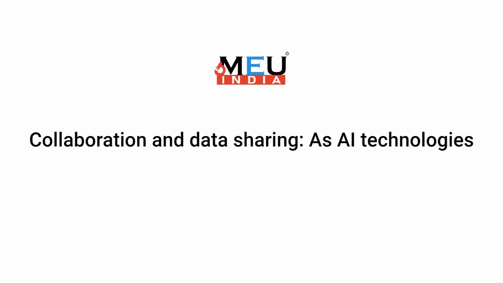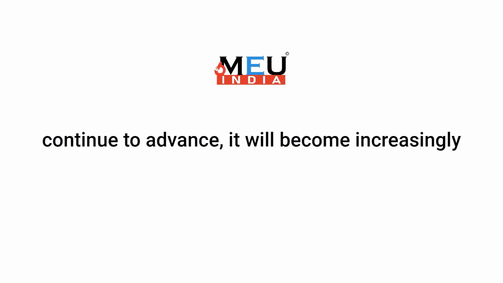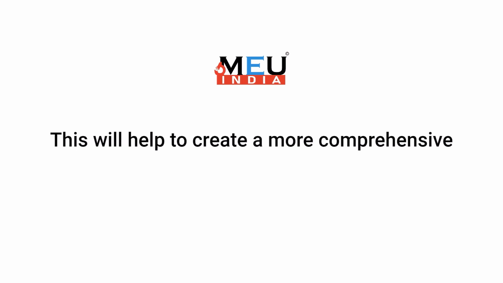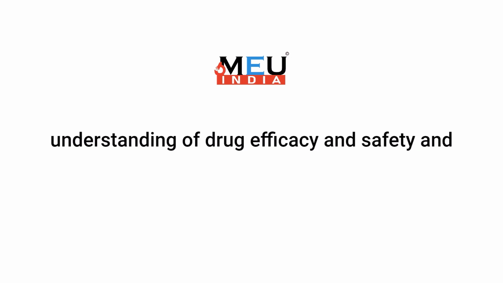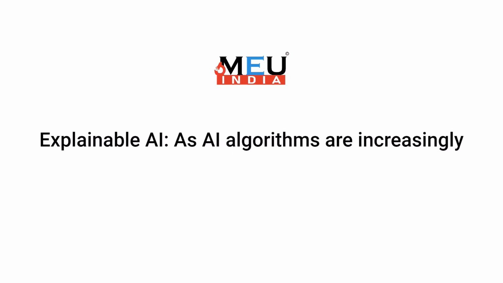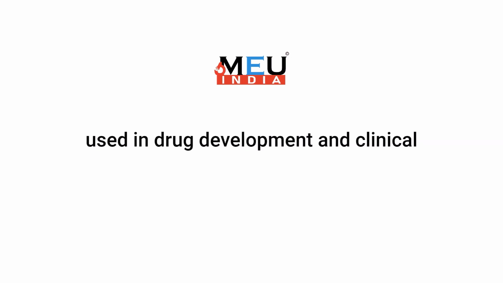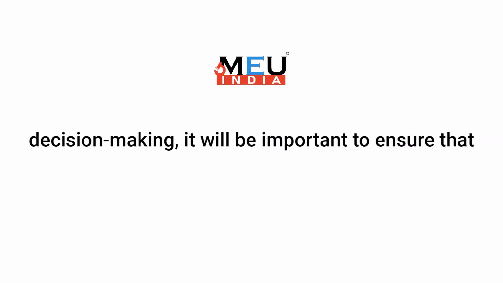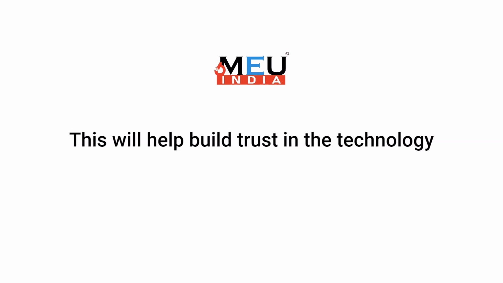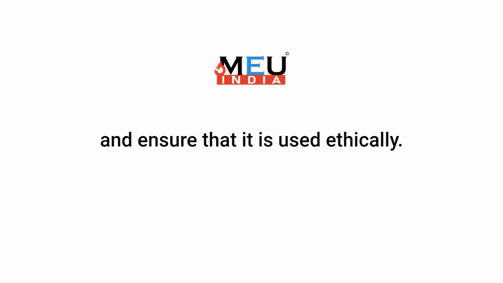5. Collaboration and data sharing. As AI technologies continue to advance, it will become increasingly important for researchers and pharmaceutical companies to collaborate and share data. This will help to create a more comprehensive understanding of drug efficacy and safety and accelerate the development of new treatments. 6. Explainable AI. As AI algorithms are increasingly used in drug development and clinical decision making, it will be important to ensure that the algorithms are transparent and explainable. This will help build trust in the technology and ensure that it is used ethically.